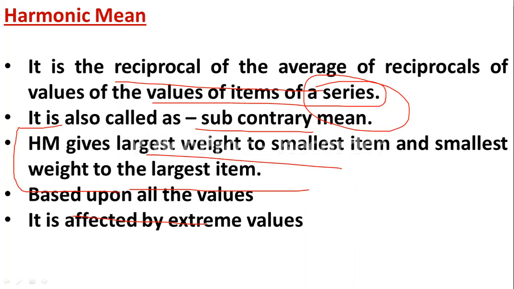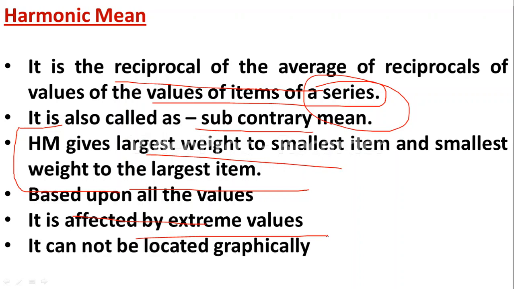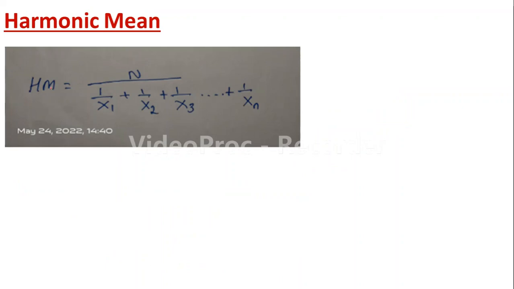So harmonic mean is also affected by the extreme values. Harmonic mean also we cannot locate graphically. And the formula is HM is equal to N upon 1 upon X1 plus 1 upon X2 up to 1 upon Xn. So just you need to remember the formula.